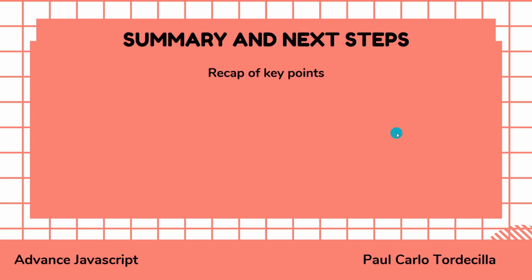In summary, event delegation is a powerful technique for efficient event handling in JavaScript. We covered its concept, benefits, implementation, and best practices.